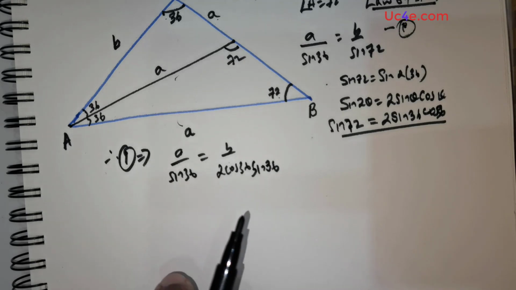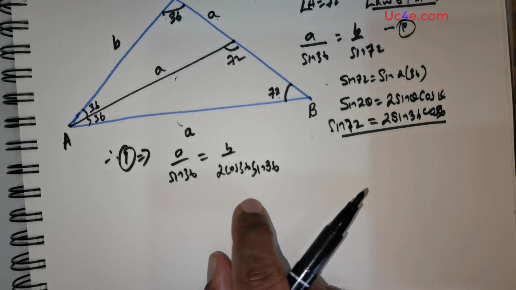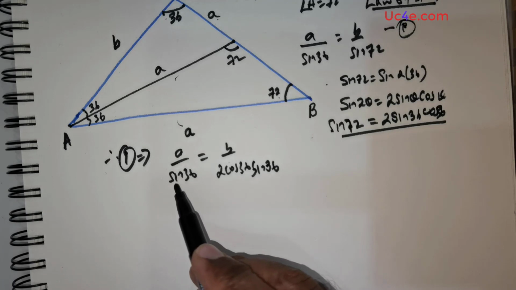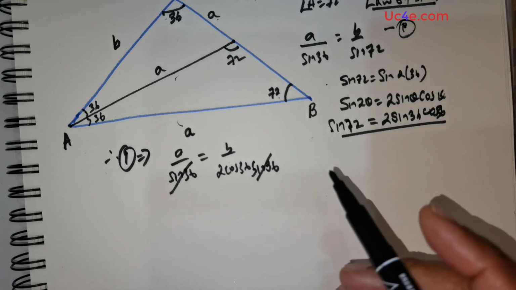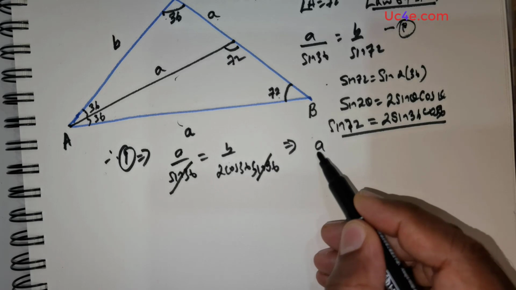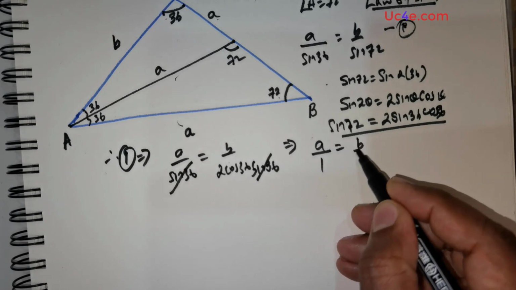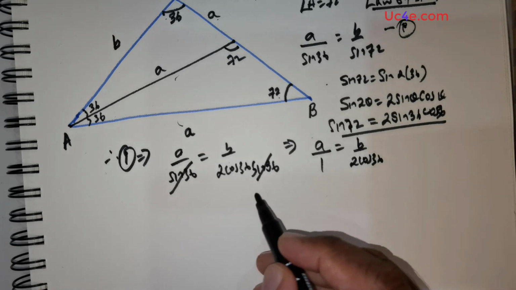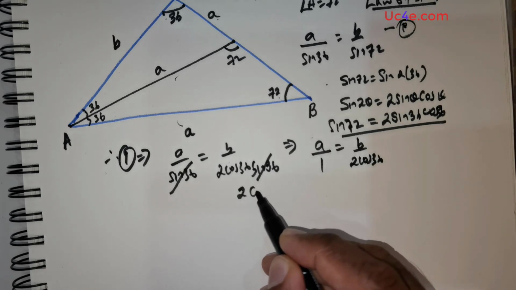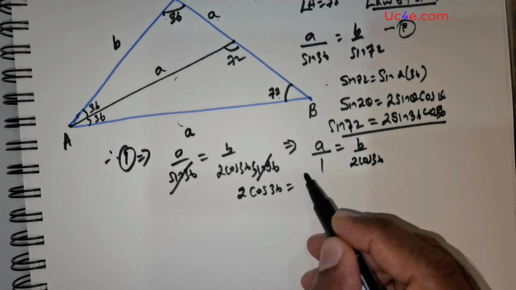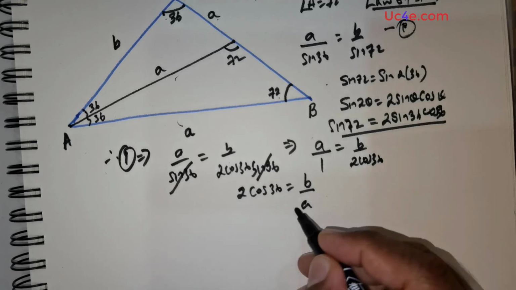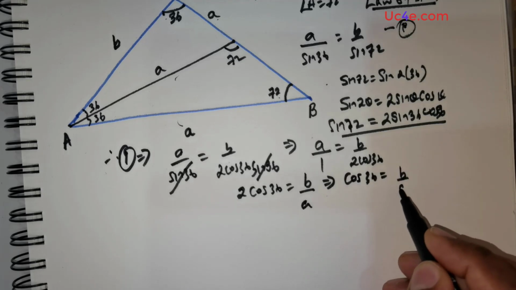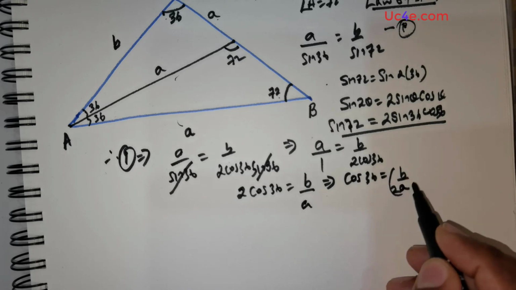Now I would like to extract the value for cos 36. So let me just do that. Clearly you can see that sine 36 can be cancelled here, and this would mean I got a over 1 is equal to b over 2 times cos 36. Now move this cos 36 to the left, so you get 2 times cos 36 is equal to b divided by a. Bring the 2 down, so now you got cos 36 is equal to b over 2 times a.